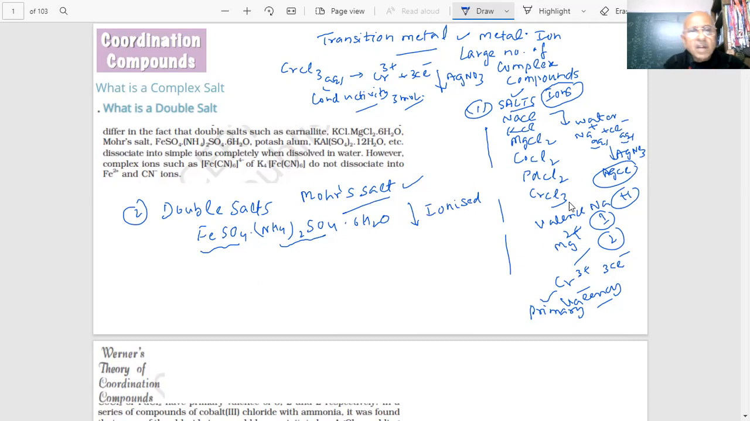What cations are there here? This is ferrous sulfate. Ferrous ion is there. Sulfate ion is there. And here you have ammonium ions. Do you have ammonium ions? Yes or no? Then this will give sulfate ion. So you have more than one type of cation here. Double salt, not one cation. There are two types of cations, or there can be two types of anions.